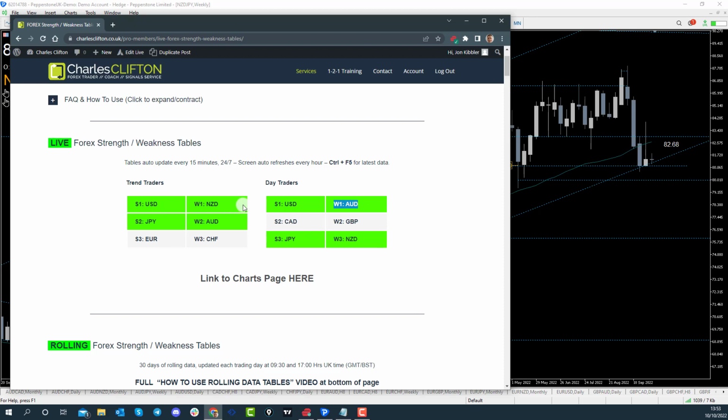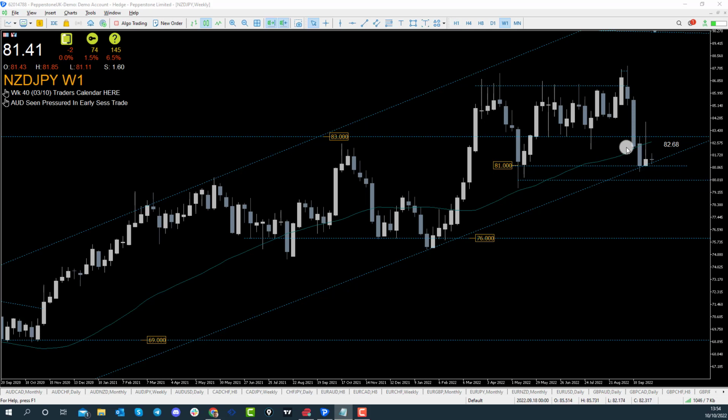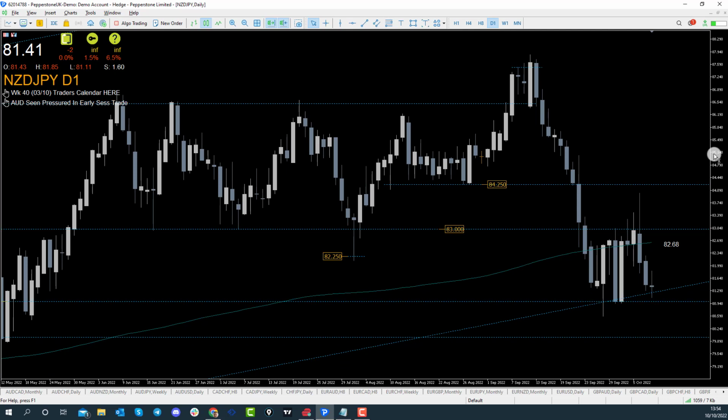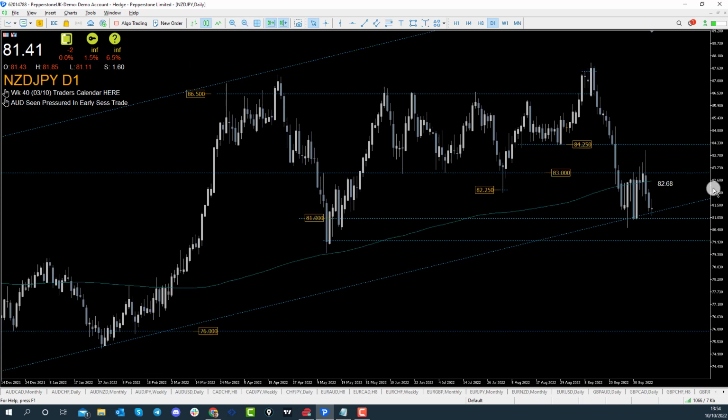So we're going to head over to the chart behind, and you can see that I've got Kiwi yen up at the moment. Now, we can see that price dropped below the 200 moving average there. If I just go down into a daily time frame, we see that price dropped below the 200 moving average, and we've consolidated pretty much after that point. We traded back towards the 83 handle.